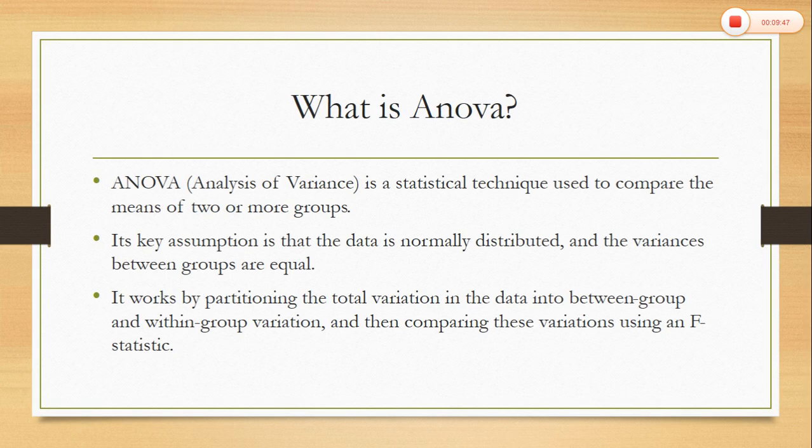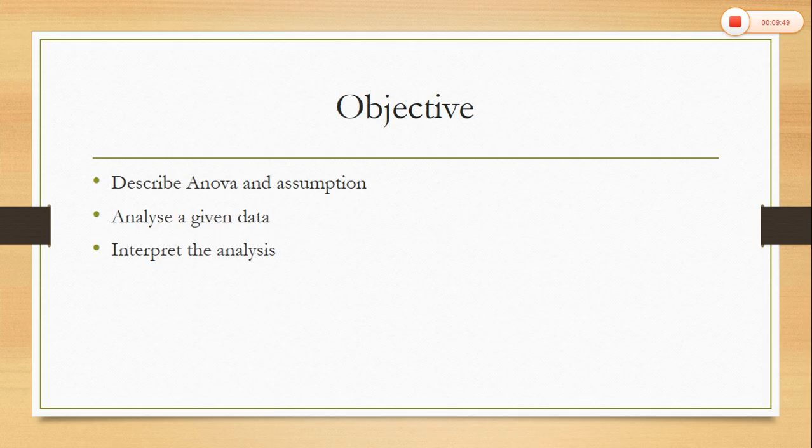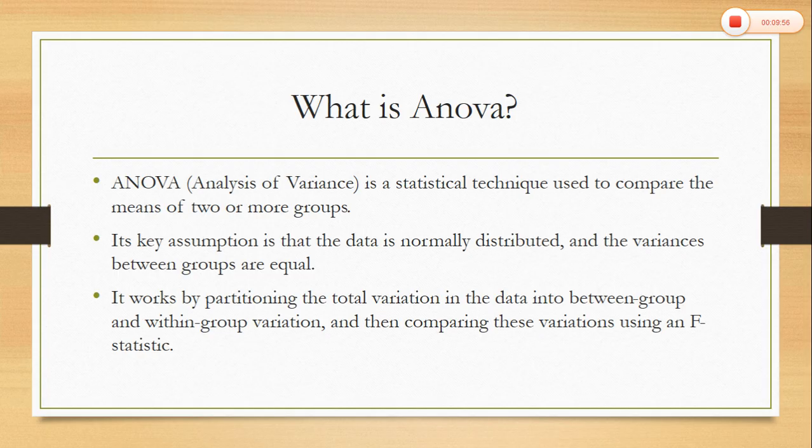We'll be able to quickly describe ANOVA and then analyze the given data using ANOVA and try to interpret our data at the end of the day. So what is ANOVA? ANOVA is analysis of variance. It is a statistical technique used to compare the mean of two or more groups. Now, very interesting. That obviously settles the assumption that ANOVA can also be used to compare the mean of two.